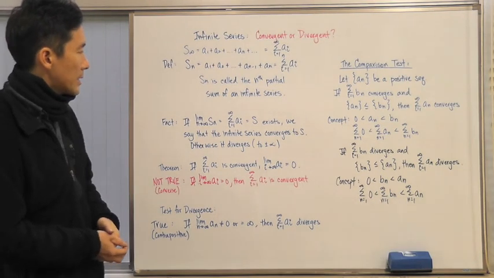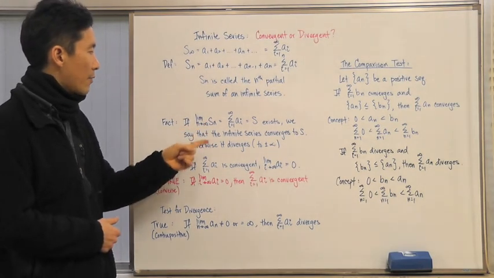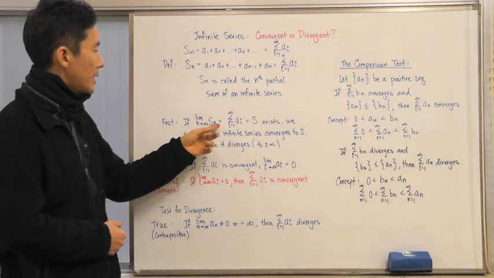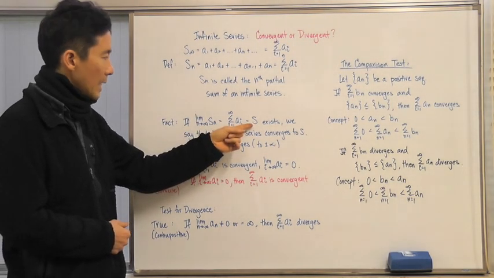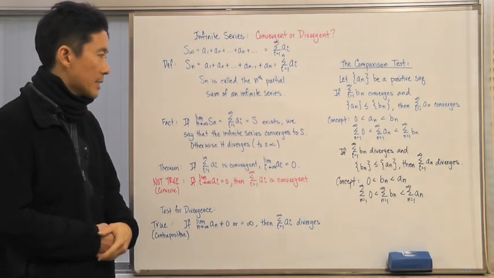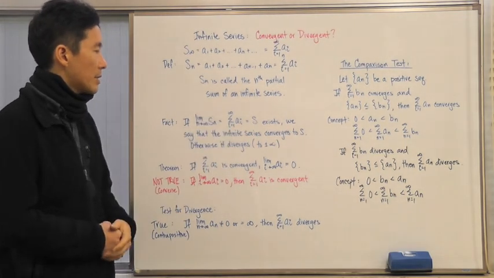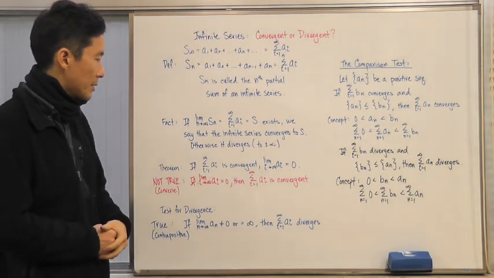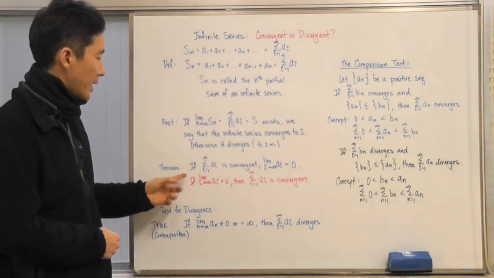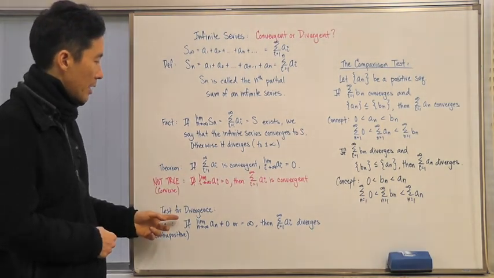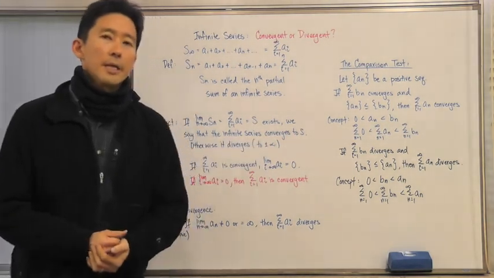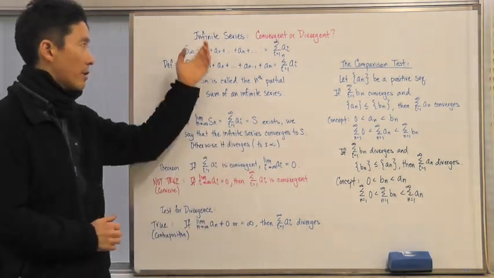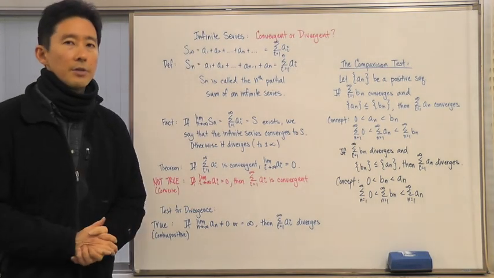And some key facts: if we know that the infinite series is equal to a particular value of s, then we know that the infinite series converges, otherwise it diverges. We can very simply test for divergence based upon this theorem here, or we can use the comparison test to determine whether an infinite series converges or diverges.